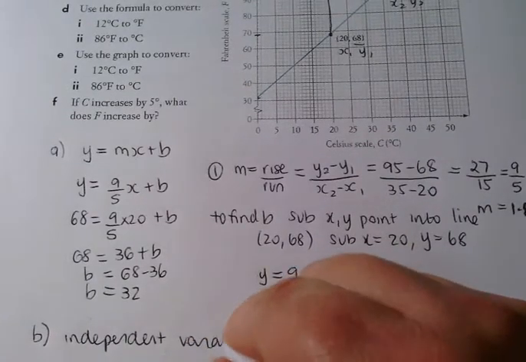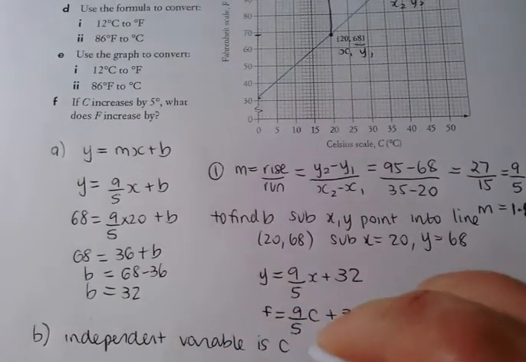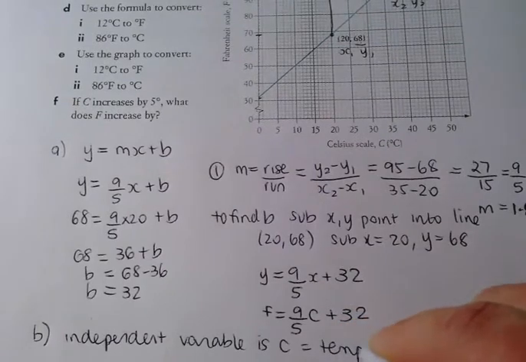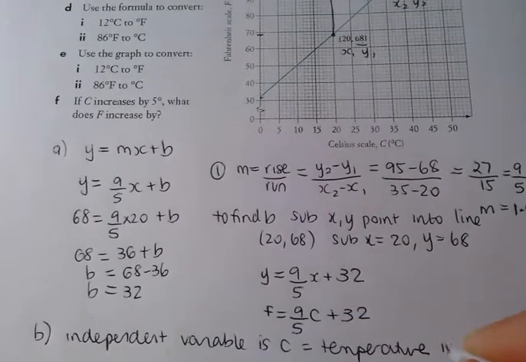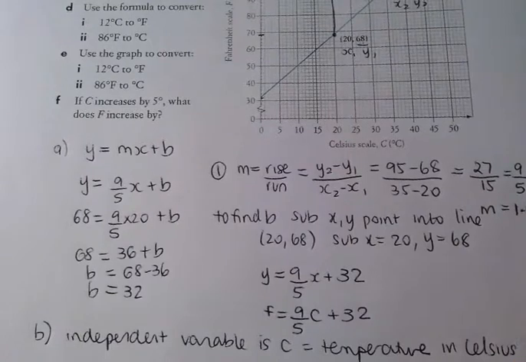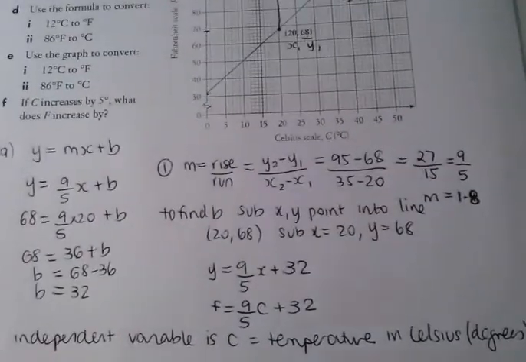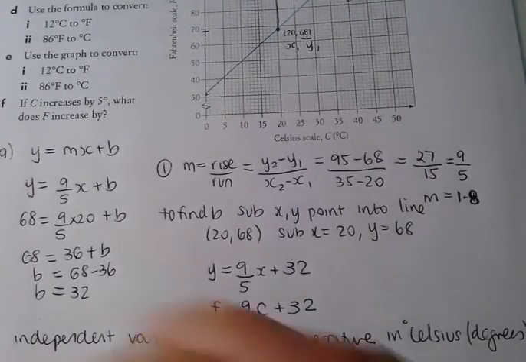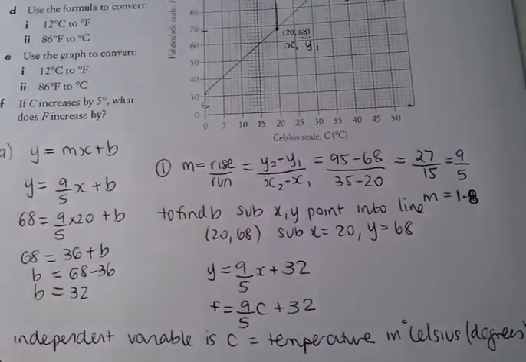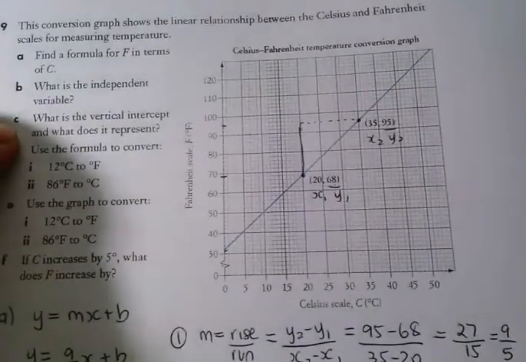So the independent variable is C, which is the temperature in degrees Celsius. Okay, so it's the temperature in degrees Celsius. Question C: what is the vertical intercept and what does it represent?